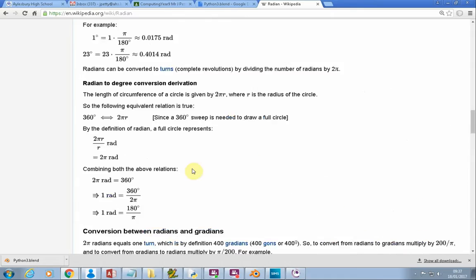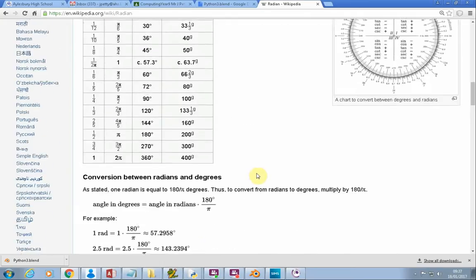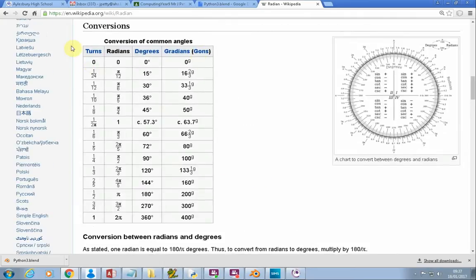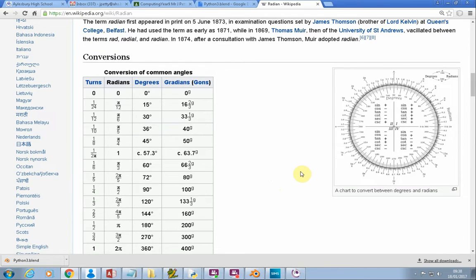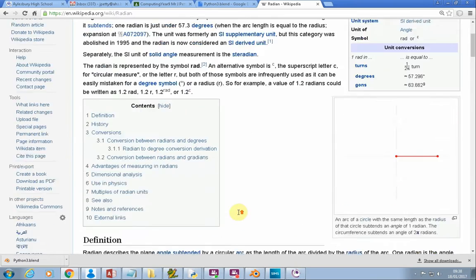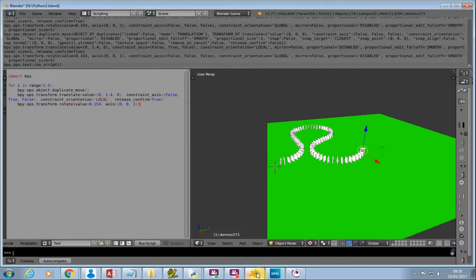If you do need to convert, then actually there's no better place than the Wikipedia site, and it has a nice table here of conversions. It doesn't take long to work out. So now you know why a radian is so much smaller than a degree.